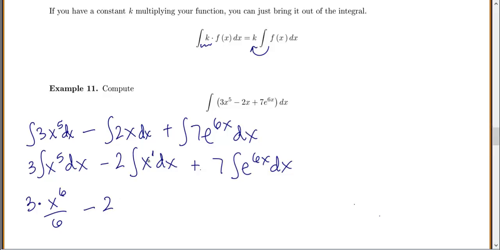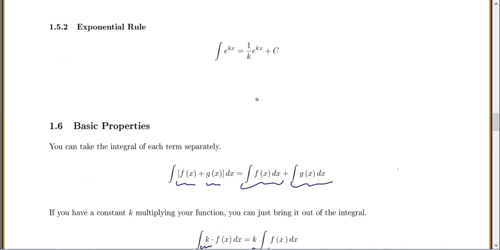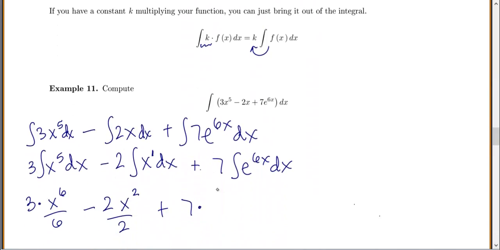minus 2. Now this x, I put the power of 1 on there because it is x to the power of 1. We just don't usually write that. So I'm going to raise the power by 1, so I'll be at 2, divide by my new power, plus the 7. Now e to the 6x. Go back up above and look at your formula that we haven't actually tried yet. If you have a number there, that k, you bring it out, so it's going to be 1 over k e to the kx. So the integral of e to the kx equals 1 over k e to the kx. So in this case, k is 6, so 1 over 6 e to the 6x.